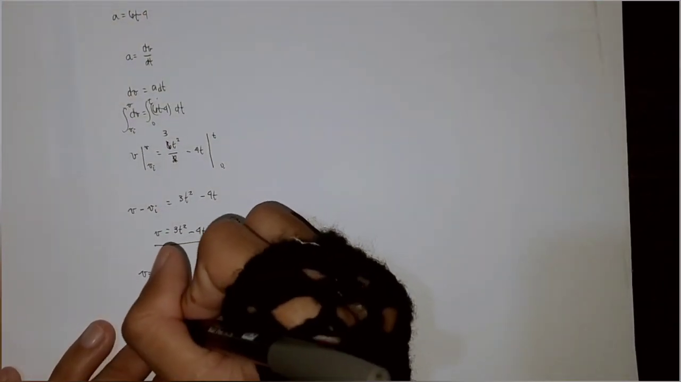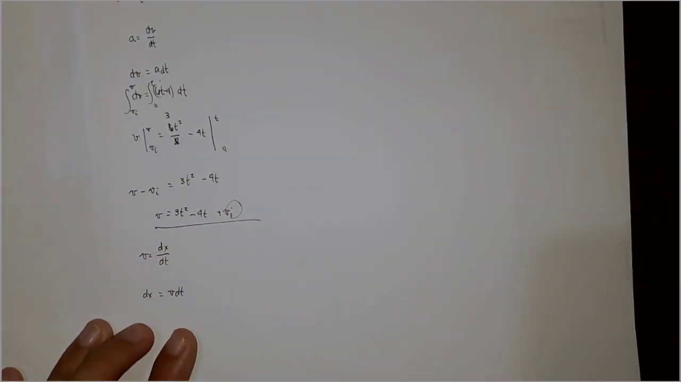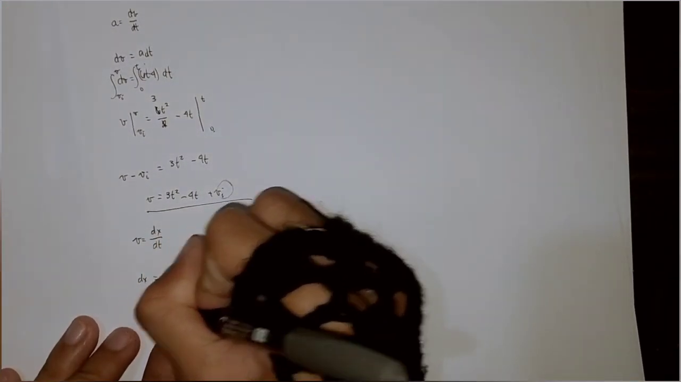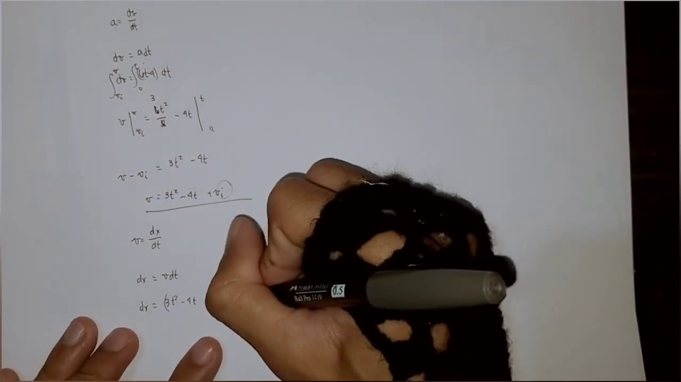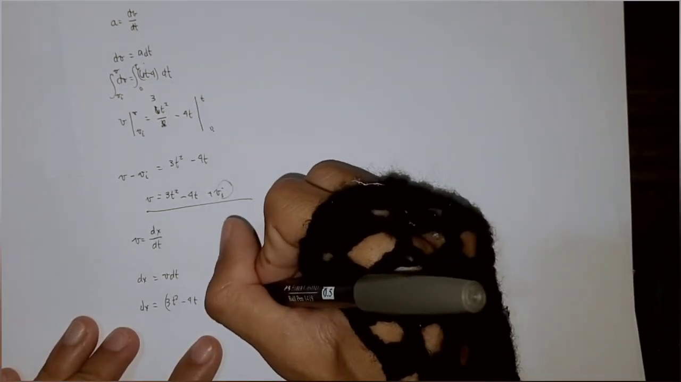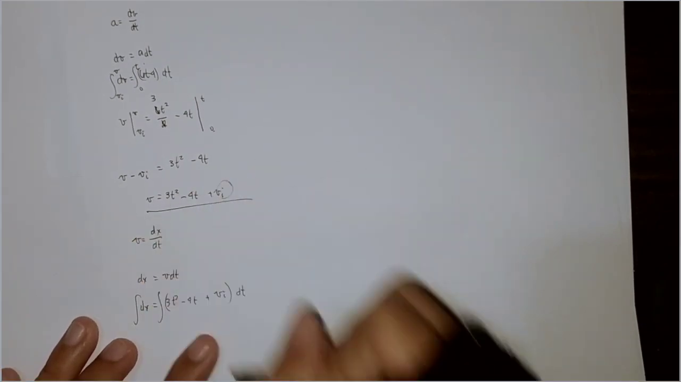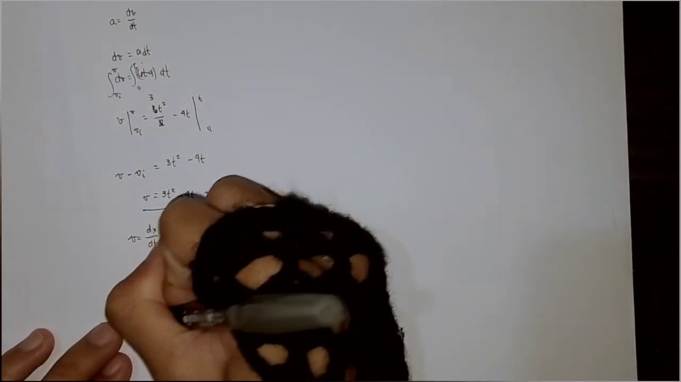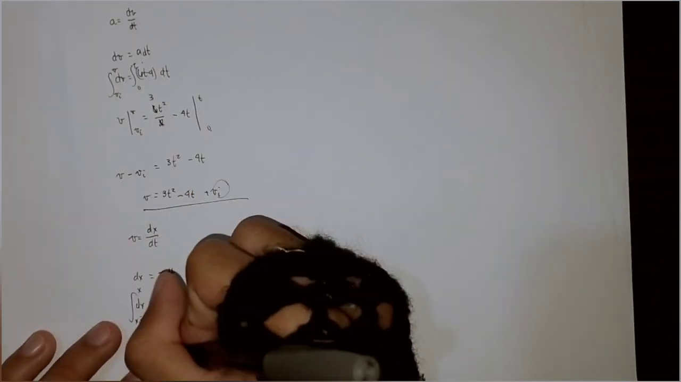Then we arrange the formula: dx = v dt. And then substitute the value of v. We have dx = (3t squared minus 4t plus v initial) times dt. Then we need to integrate. The integration of dx would be x. And then we need to apply the limits of x initial and x final, and then we have here 0 to t as our limits for time.